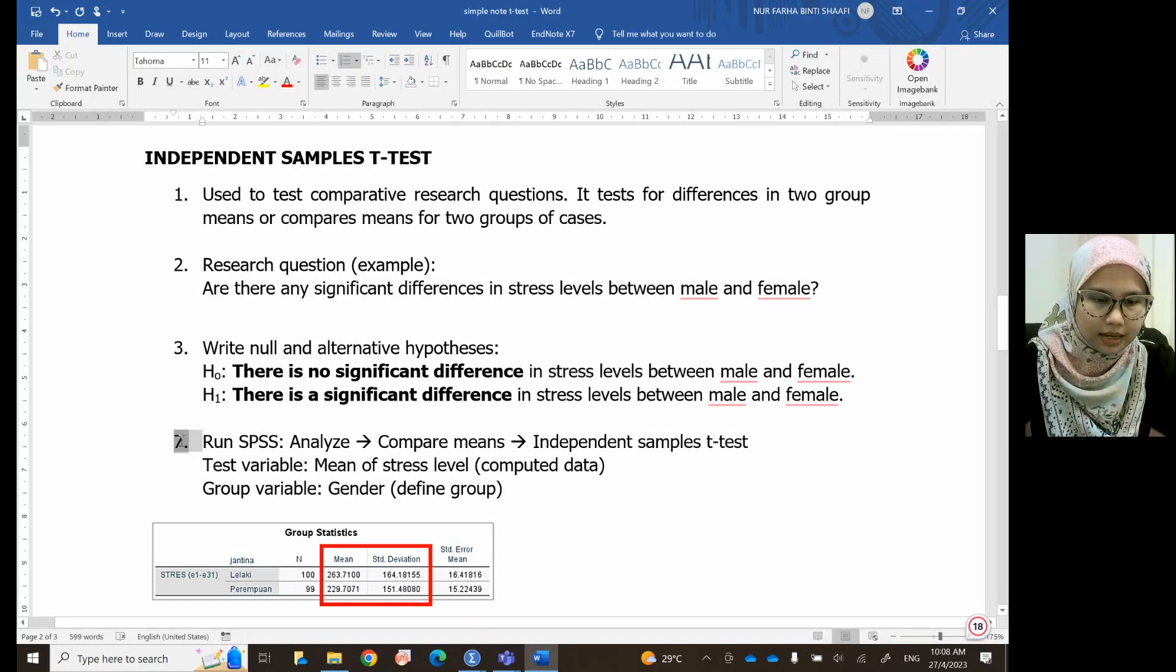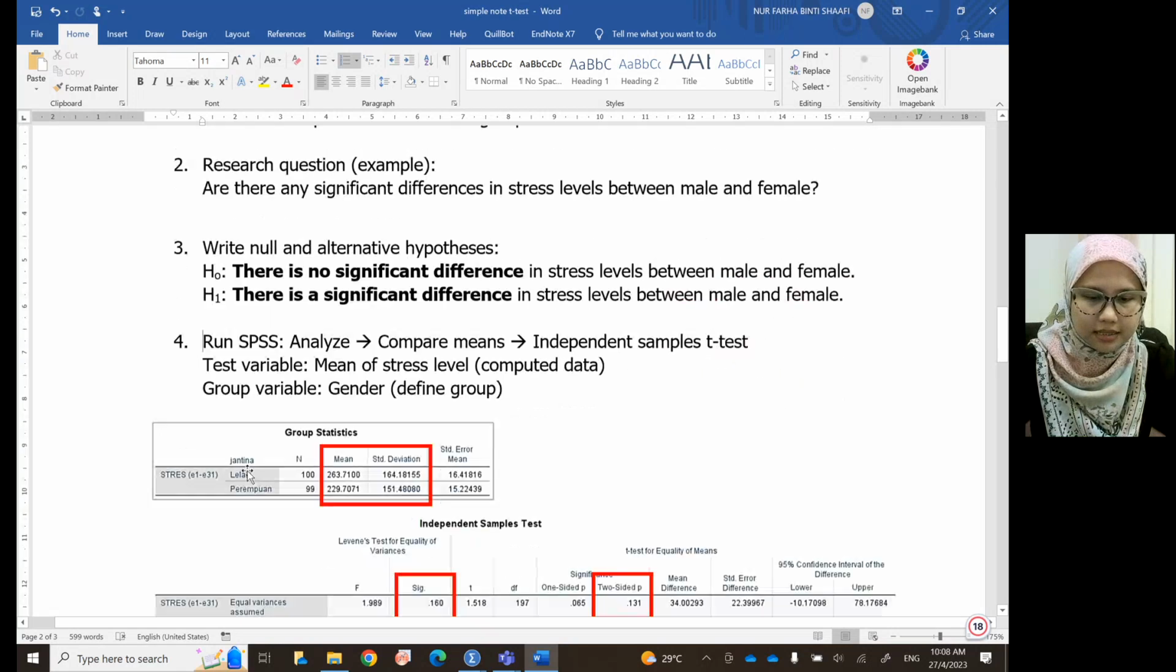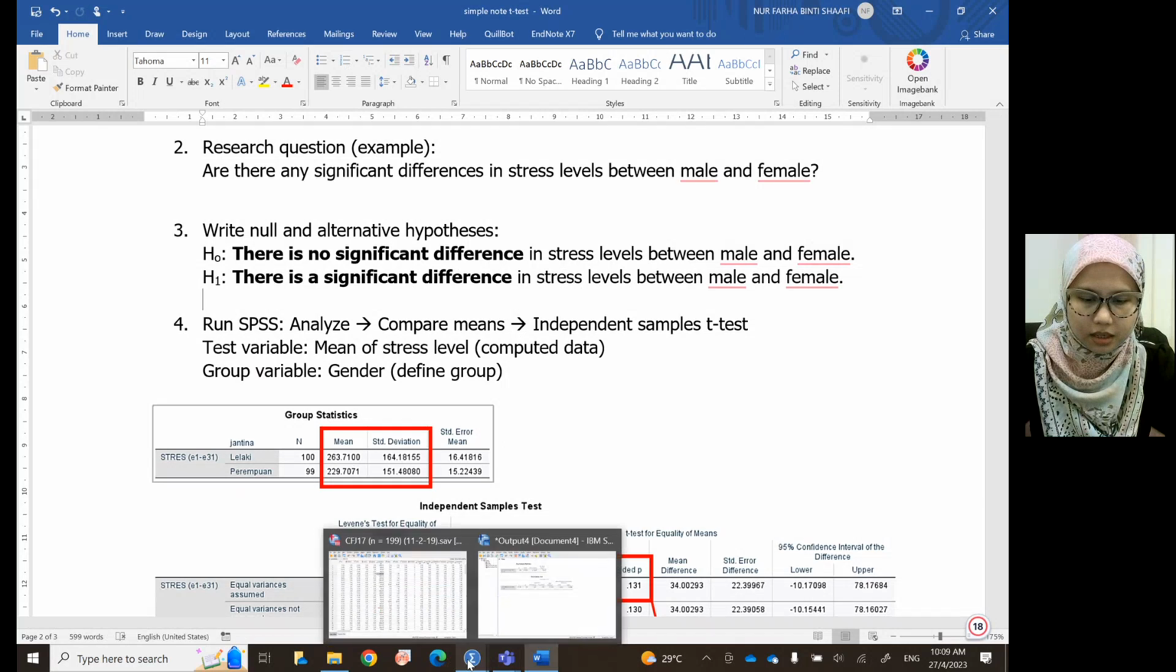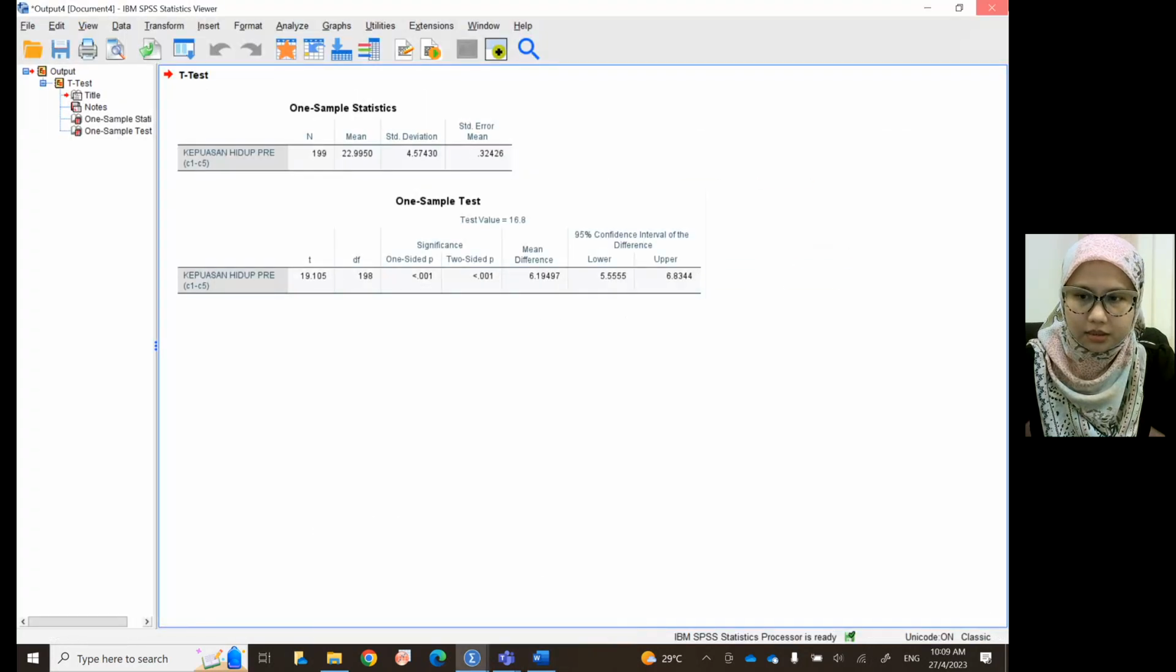So what is happening to this number? All right, so we should run our SPSS to test or to prove, or to answer the research question that you have right on the top. So right now we go to this output.